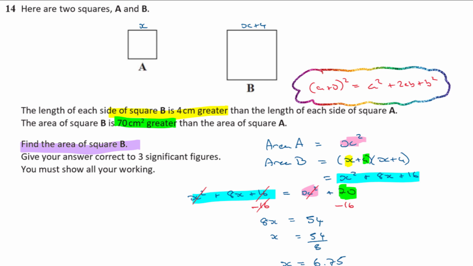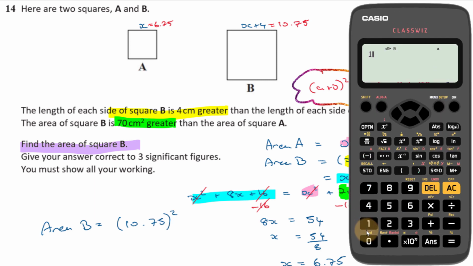Now, we found x, which is the length of side A, so that's 6.75. So that means that the length of side B, which is 4 centimeters more, must have been 10.75. And so the area of B is going to be 10.75 squared then, isn't it? So what is 10.75 squared?